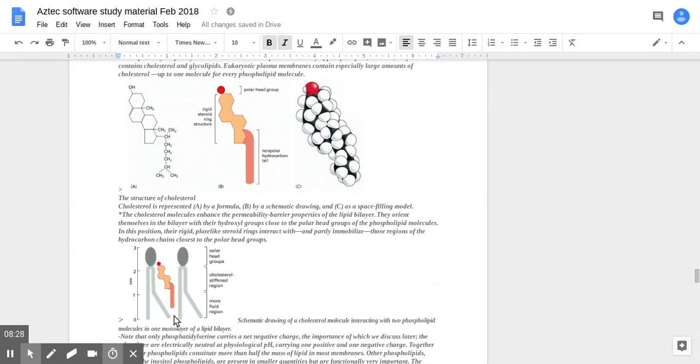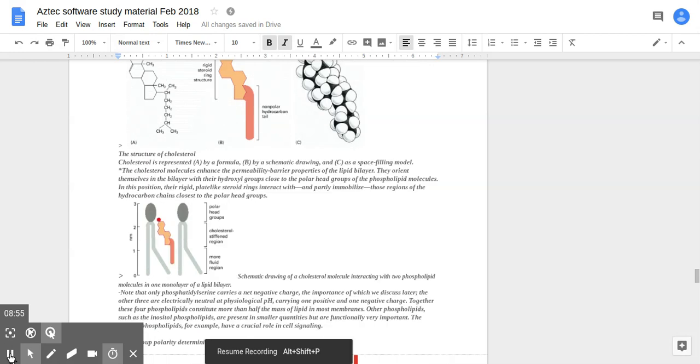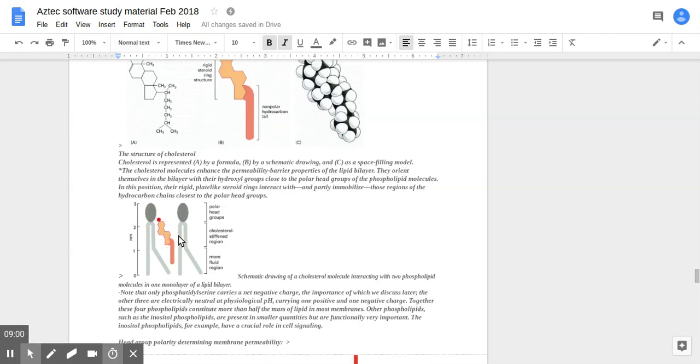So one molecule is a phospholipid, one molecule a phospholipid, and in the middle you have the cholesterol molecule. So the polar head groups line up. The cholesterol is in the middle, causing a stiffened region, and the more fluid region is where the fatty acid tails are interacting. So the schematic shows how cholesterol interacts with phospholipid bilayers in one monolayer of a lipid bilayer.